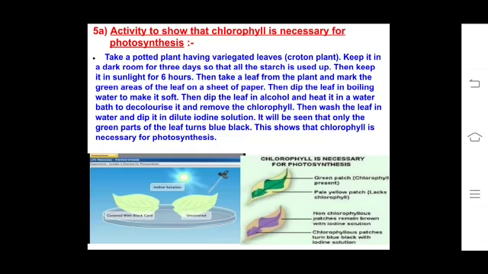You have to take a potted plant having variegated leaves, a croton plant which has coloured patches on it. Keep it in a dark room for 3 days so that all the starch is used up. You have to keep it in a closed dark room where sunlight does not enter, and keep it there.